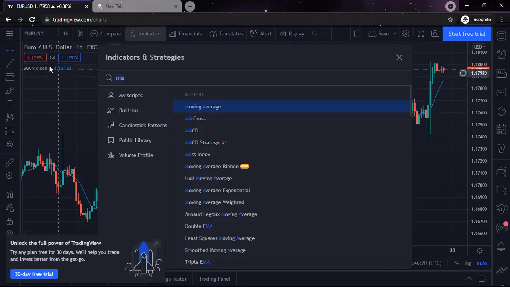On your left, see MA 9 close. We need 2 MAs on our screen. So we go and click on the MA again. Click it once again. Now we can see 1, 2. You have MA 9 close, MA 9 close. Now we have the 2 we need. So we go to close this.